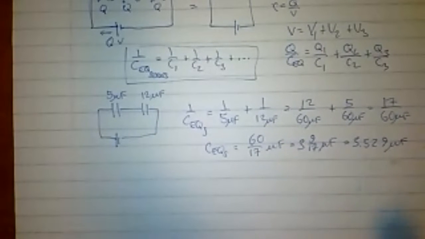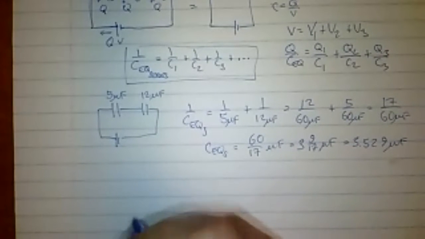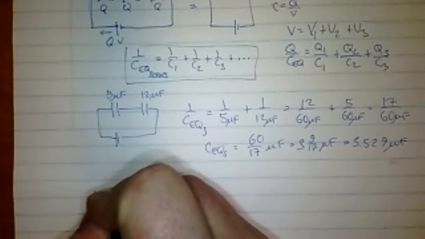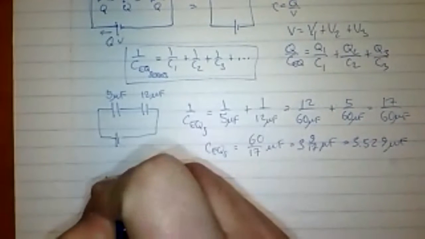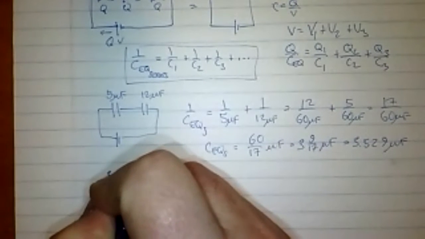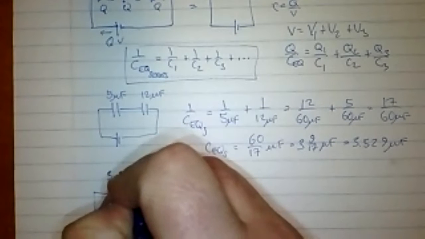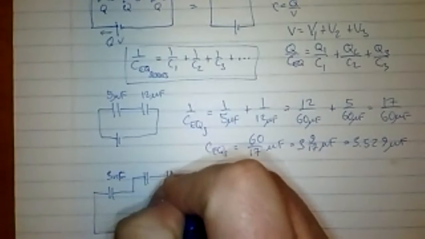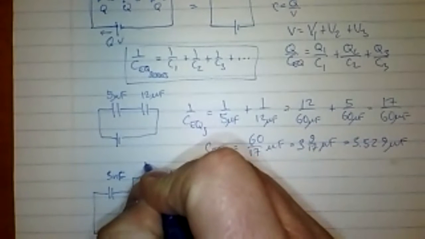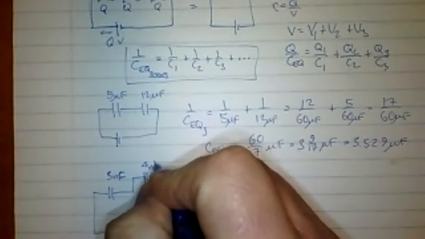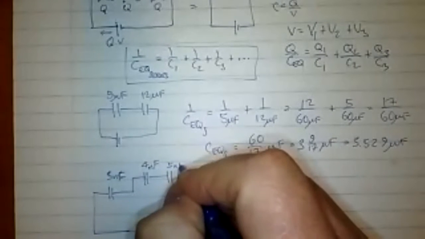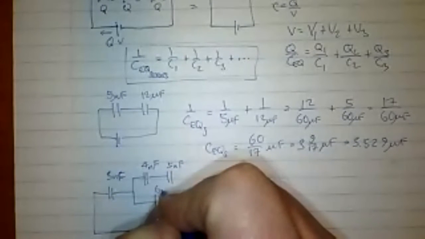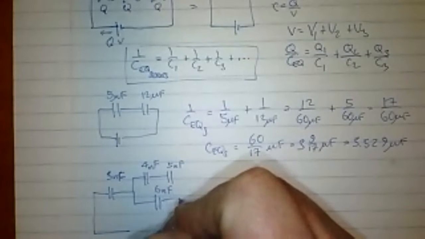So with this, you can do even more complex examples. You could say, what is the equivalent capacitance of this? So I'm going to imagine a circuit coming here. I'm going to say this is 3 nanofarads. And I'm going to say that's in series with, let's say this is 4 nanofarads, and let's say this is 5 nanofarads, and they're in parallel, in fact, with 6 nanofarads right there.